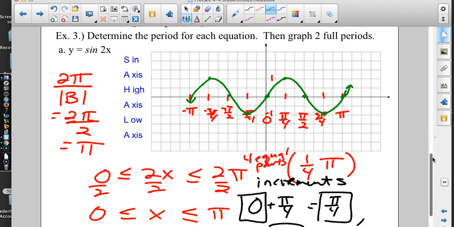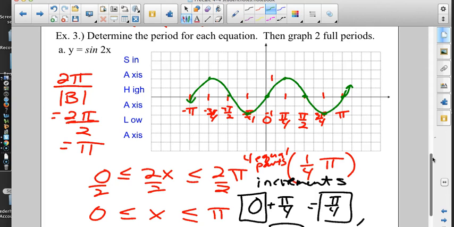Does this make sense? There was a 2 up there, and that 2 tells me that my period is now just 1 pi. So if I cut and paste this, physically move it over here, will that be the whole graph? Yeah. So you just want to double check when you're done. Did I do all the things that I was supposed to do to get what I needed?